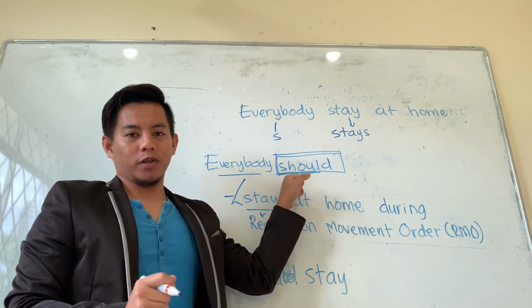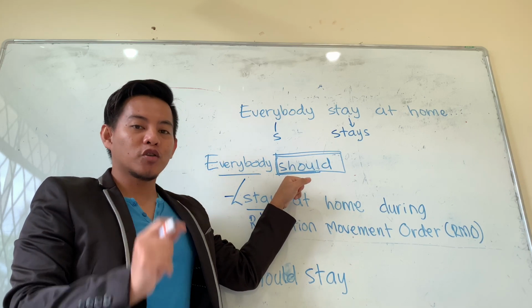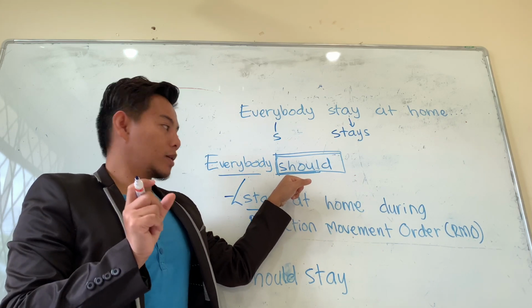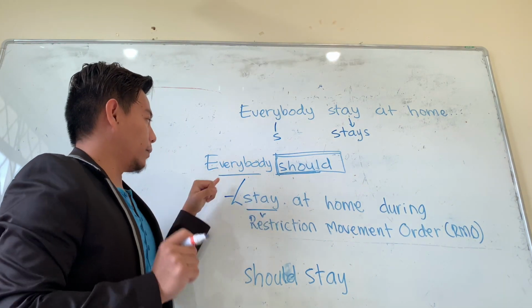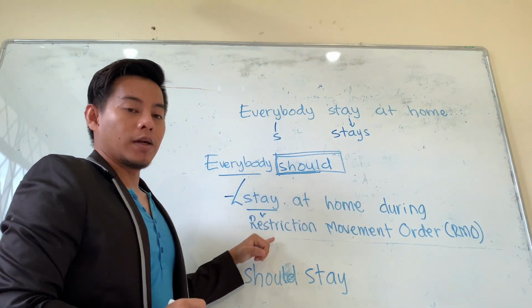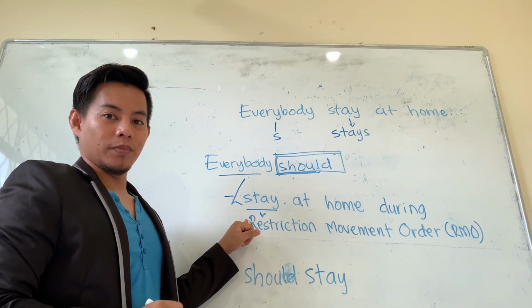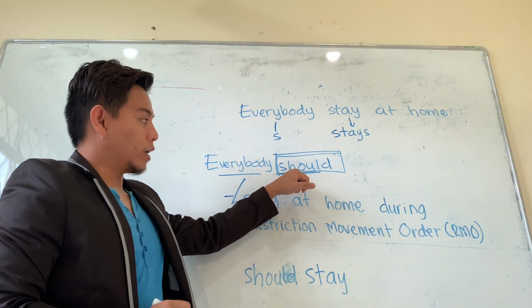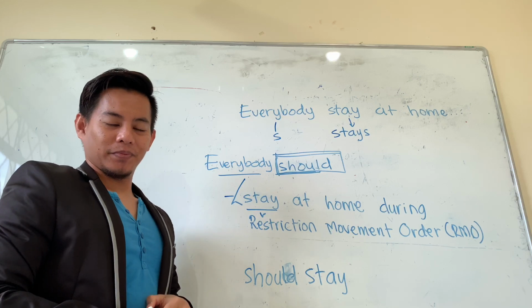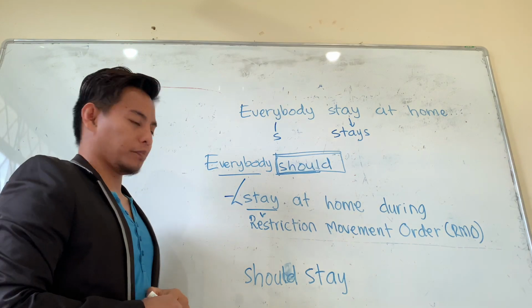Because after a modal verb, the verb after a modal verb should be in its original form, in the root word form. For example, everybody should stay at home during restriction movement order. So we don't have to change the verb because we have the modal verb to make sure that the sentence is correct. Okay? Are you okay with that? Wonderful.